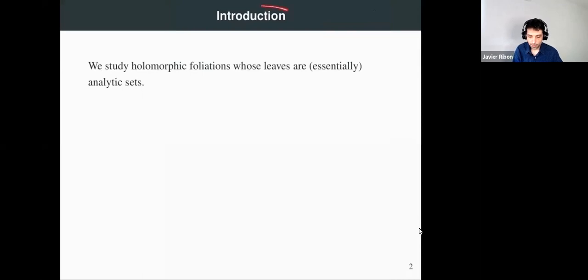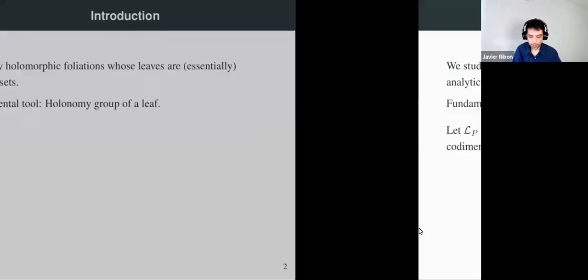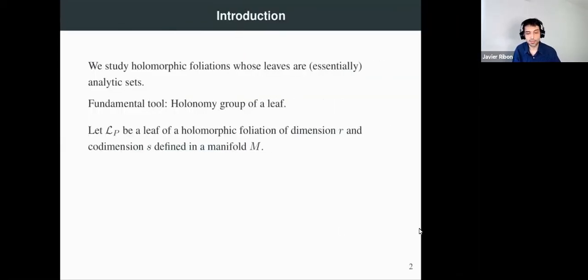So first I'm going to make a very quick introduction. We're going to study holomorphic foliations whose leaves are analytic sets. I'm going to explain later on why, but the leaves are analytic sets. And the fundamental tool that we are going to use in order to understand these foliations is the holonomy group associated to a leaf of the foliation. Right? I'm going to remind everyone of the definition very quickly.